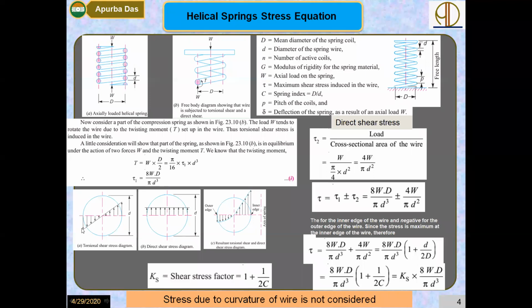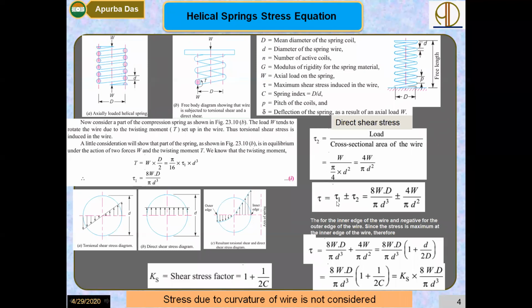So if we draw the torsional shear stress diagram, we can see that it goes from negative to positive. So this side is compressed, and this side it is in tension. And another stress is the direct shear stress. For the direct shear stress, tau 2 is basically nothing but load by cross-sectional area. So load is W, and the cross-sectional area of the spring wire is pi by 4 d square, because d is the diameter. So tau 2 is 4 W divided by pi d square.